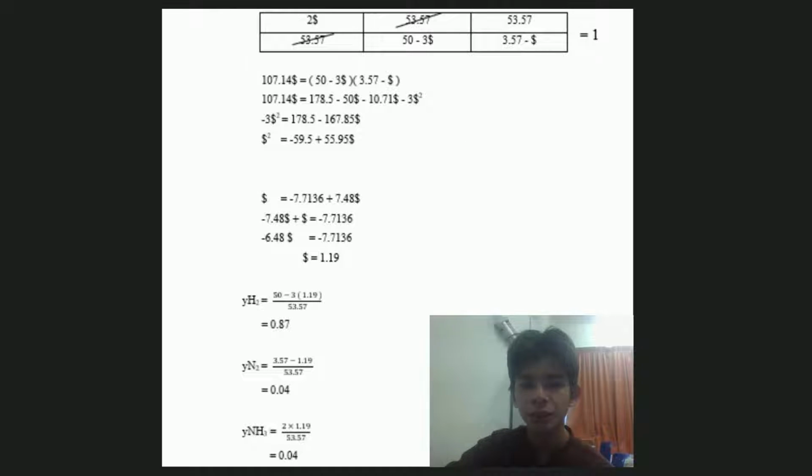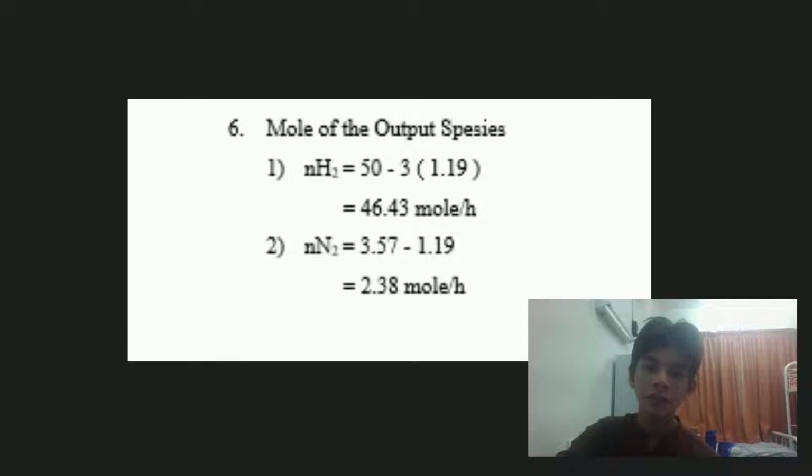Next one, by using the previous formula, we can determine the output of each product, which is the output of hydrogen, nitrogen, and ammonia. And finally, we will have the mole of the output species, which is for hydrogen 46.43 mole per hour and for nitrogen 2.38 mole per hour. And that's all for me. Thank you.